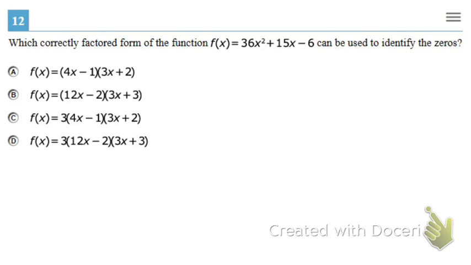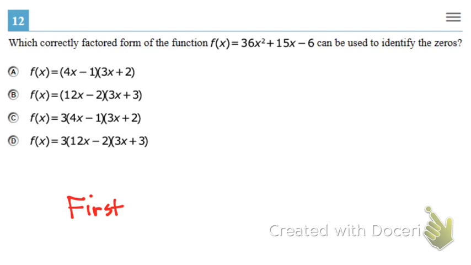So here it says, which correctly factored form of this function can be used to identify the zeros? So we want to look to see which one of these equals 36x squared plus 15x minus 6. So you need to remember to use FOIL. Remember FOIL, you're going to multiply together the first numbers in each one.